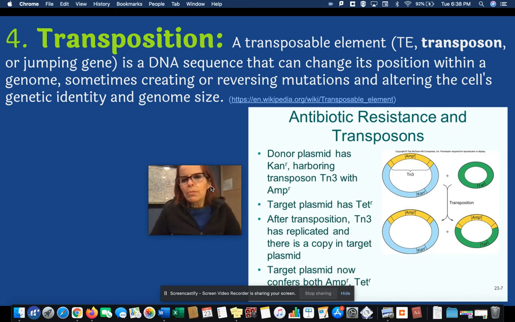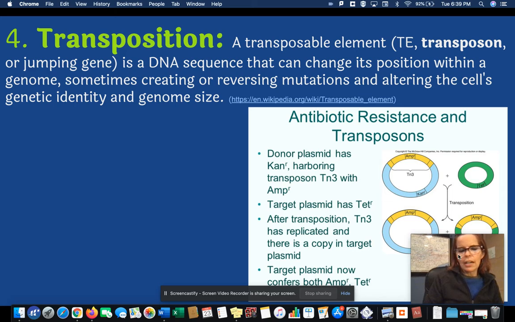A transposable element, also called a TE, a transposon, or a jumping gene, all of those are sort of synonyms, is a DNA sequence that can change its position. Sometimes they call it parasitic. It can change its position within a genome, sometimes creating or reversing mutations and altering the cell's genetic identity and genome size. So this is super important. Let me get my picture out of the way here.